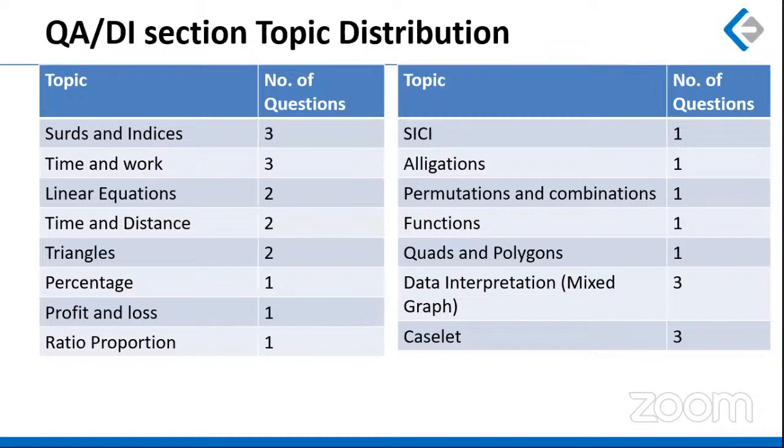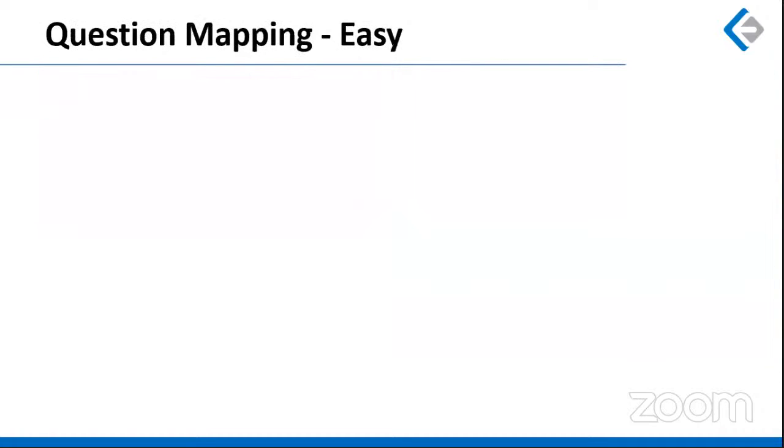There were 2 sets of data interpretation, each having 3 questions. One was based on a mixed graph, wherein a donut chart as well as a line chart was given. And the other one was a caselet, which was based on time zone difference. So let's begin the question mapping part.